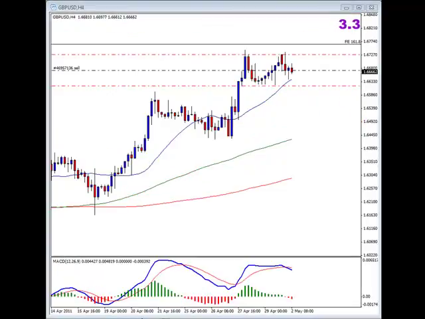Okay, now for a 4 hour pound dollar, again, just like the euro, we got a double top here, and we actually got a high here, which was created by that swing there, and this high here was created by that high, and this one here by that high there. So we sort of got our divergence here on the 4 hour. We also got divergence on the histogram here on the 4 hour.